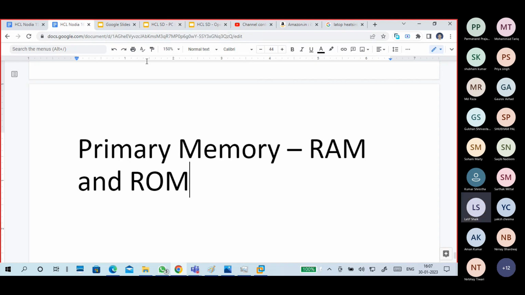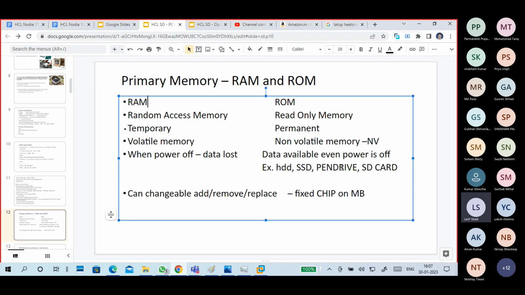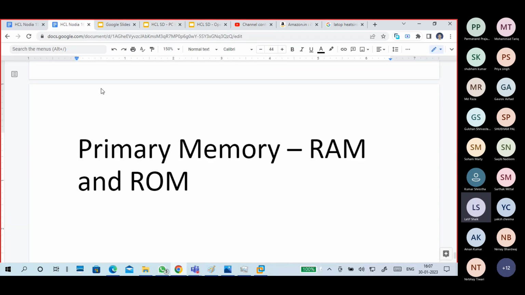Next, I will tell about RAM. Then we'll take a small break. Then we'll go to ROM and the remaining things.